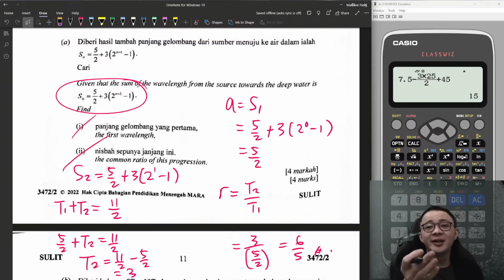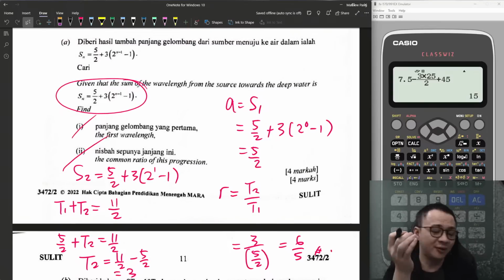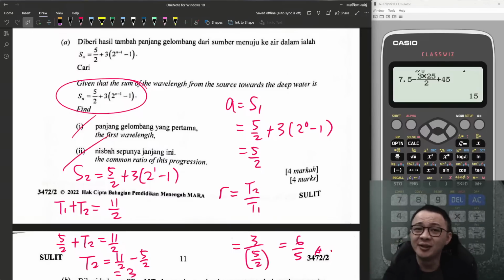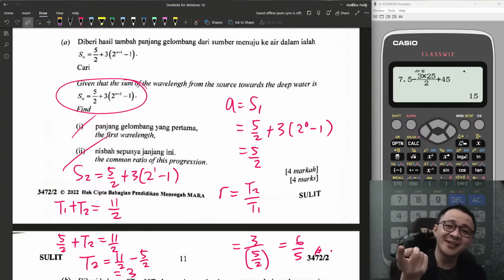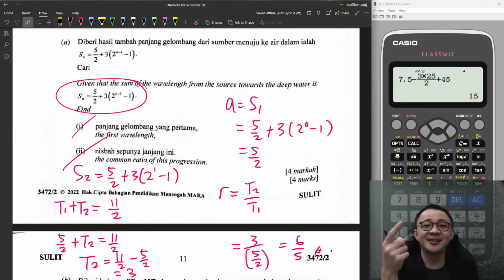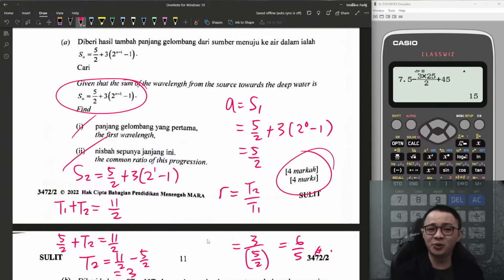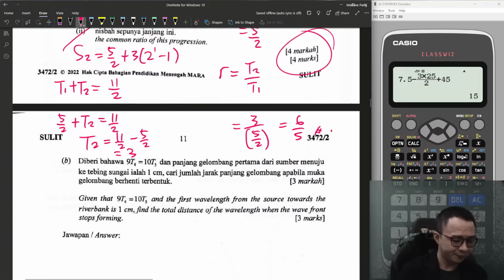So remember, if in the exam they give you the Sn, which is the sum of the first n terms, you can easily find the first term by substituting 1 into the n, and then you can find the second term also. But it's more steps. You need to find S2 first, and then once you get S2, you minus the A, then you can get T2. So after you get T1 and T2, you can find either the common difference or common ratio. Okay, so I hope this 4 mark question is not too hard for you to get.